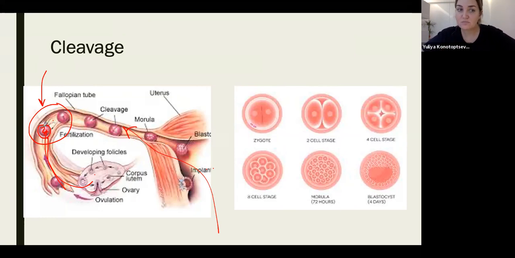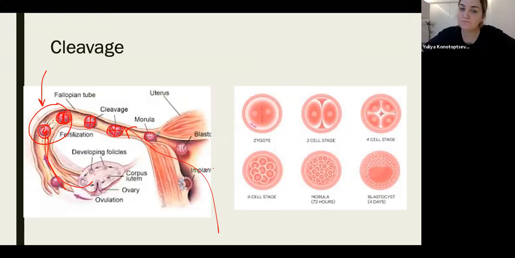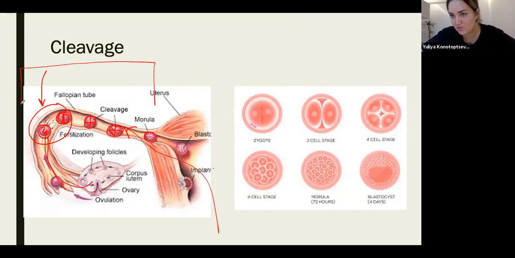One cell divides to become two cells. Now I have a structure that contains two cells. Two cells become how many? 4, 4 become 8, 8 become 16. These stages are important. These are the cleavage stages of the zygote. Typically, cleavage takes 2 to 3 days from the moment of fertilization.